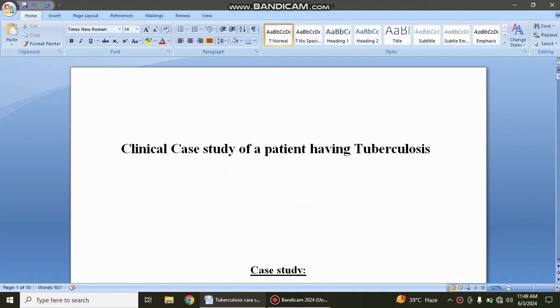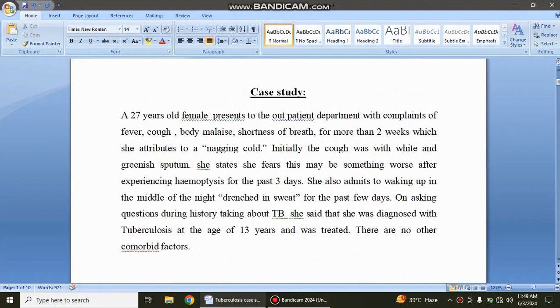Clinical case study of a patient having tuberculosis. Case study. The scenario is a 27-year-old female who presents to the outpatient department with complaints of fever, cough, body malaise, and shortness of breath for more than 2 weeks, which she attributes to a nagging cold.